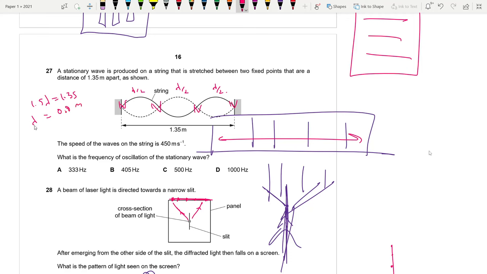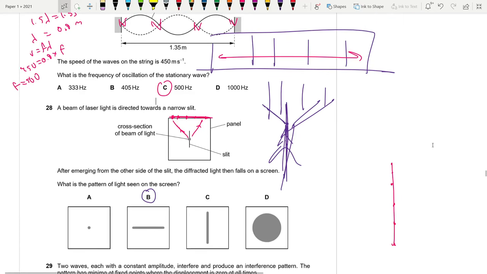So we know that V is equal to F lambda. 450 is equal to 0.9 into F. So 450 divided by 0.9 is 500 hertz. Frequency is equal to 500 hertz. So it should be C. 27 is C. Now what about 28? This is a tricky sum indeed.